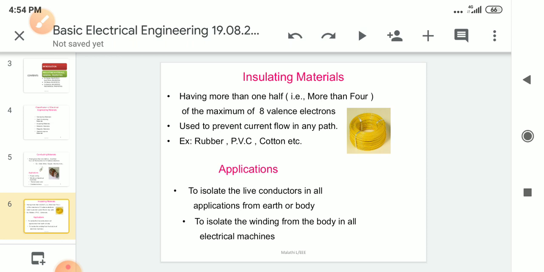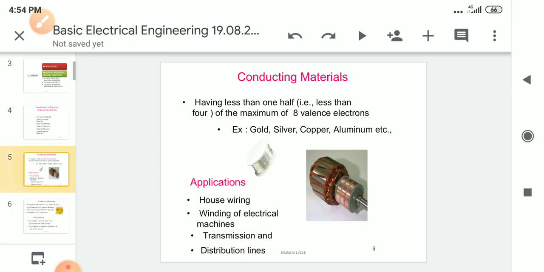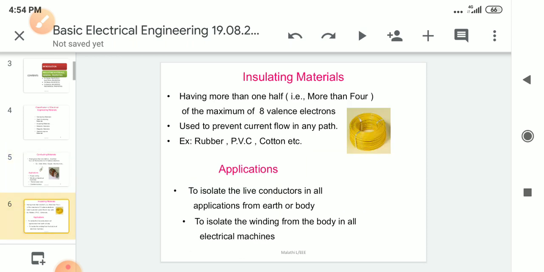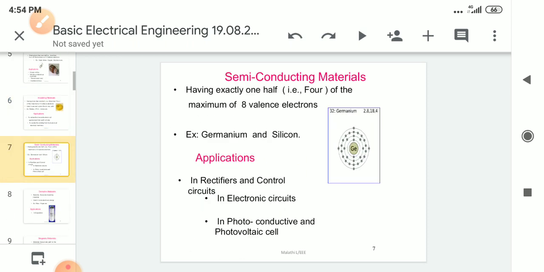Here in this complete unit we are going to study about this insulating material and special purpose material. We have already studied about the conducting material. The next thing is semiconducting material.